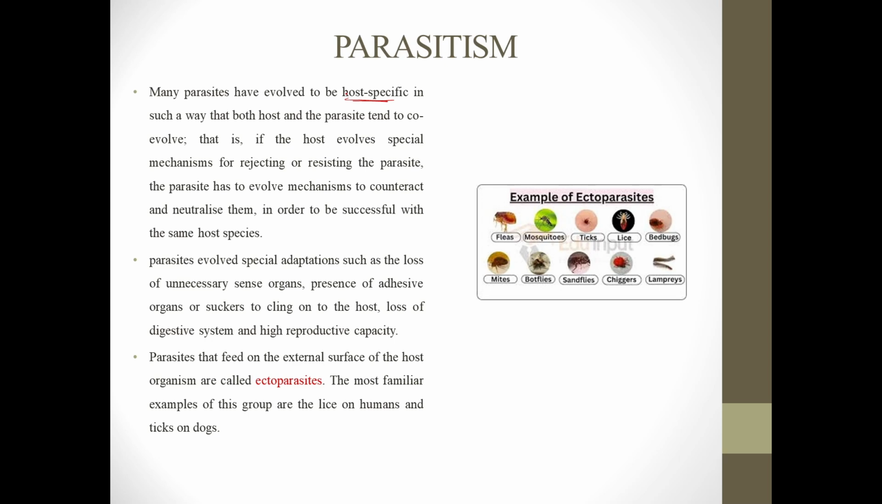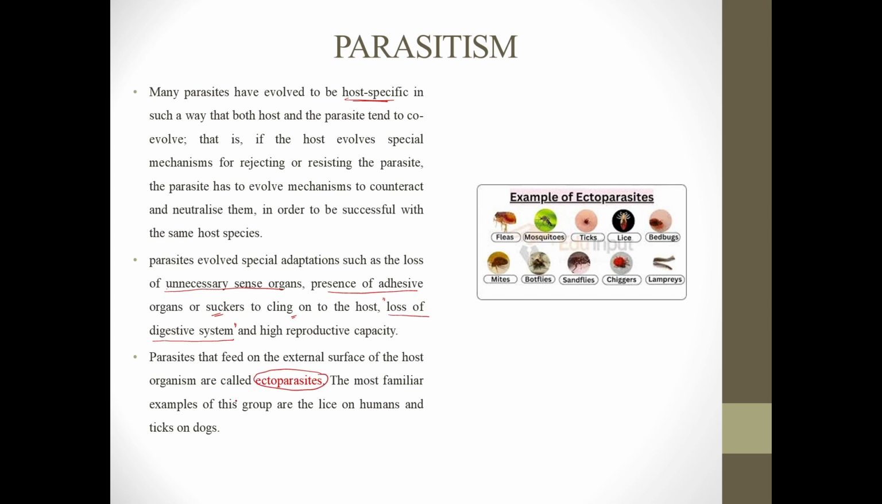The parasite evolved special adaptations such as loss of unnecessary sense organs, presence of adhesive organs such as suckers to cling on to the host, loss of the digestive system as it has to obtain digested food from the host, and high reproductive capacity to maintain its population, leading to its survival.